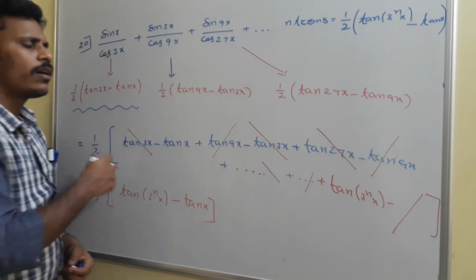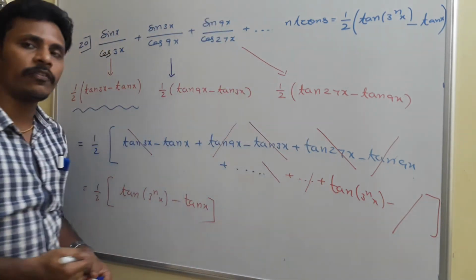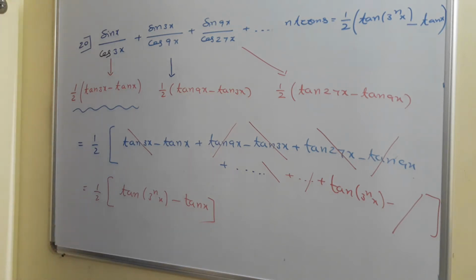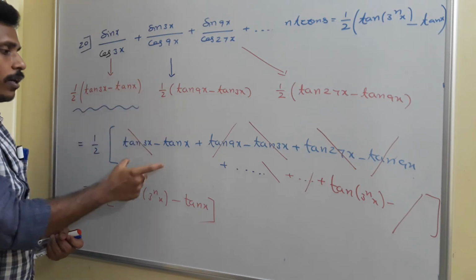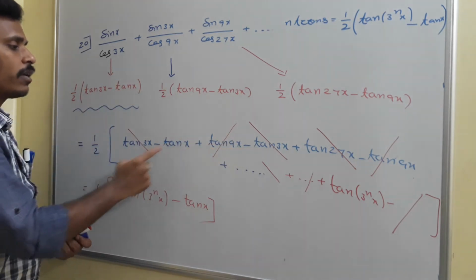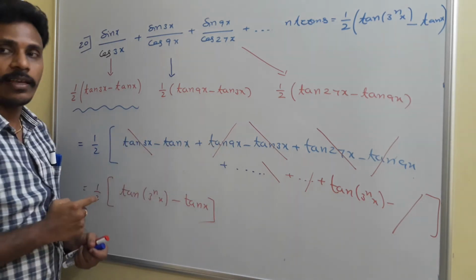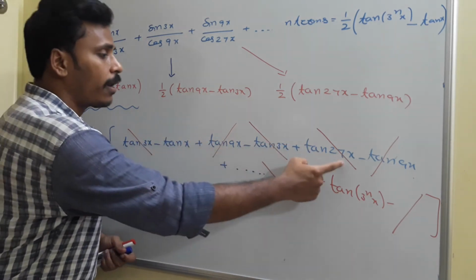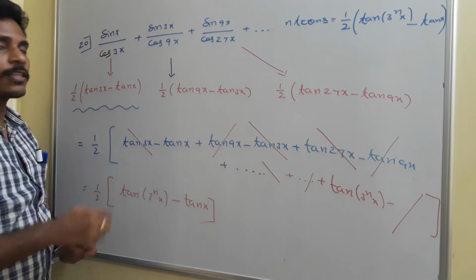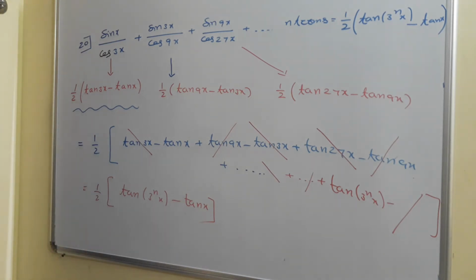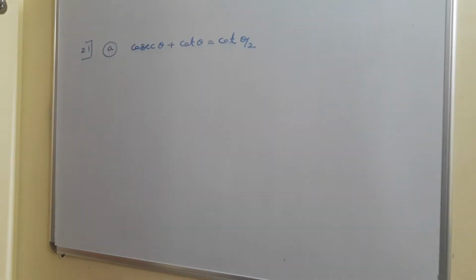Okay, so up to n terms, if you feel some difficulty to analyze, you just think about the first two terms, first three terms like that. First two terms is what? If you add the first two terms, tan 3x will get cancelled, and you get tan 9x minus tan x. If you think about the first three terms, then you will get tan 27x minus tan x like that. Okay, just have a look at this. Just have a look and then think about it.